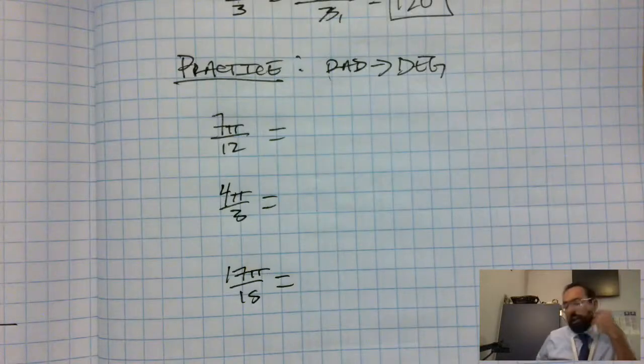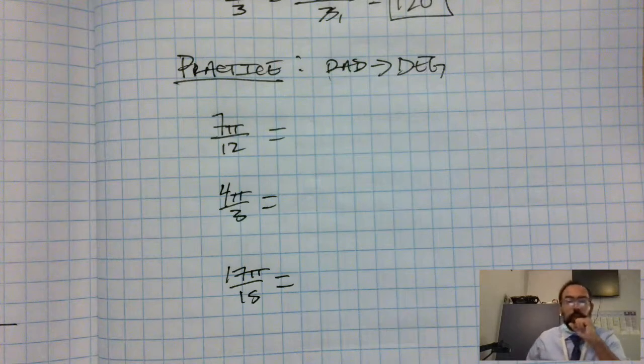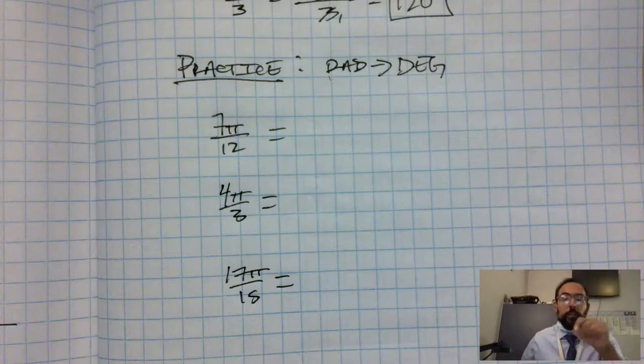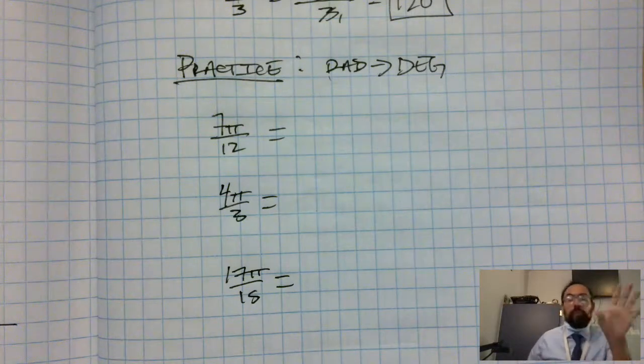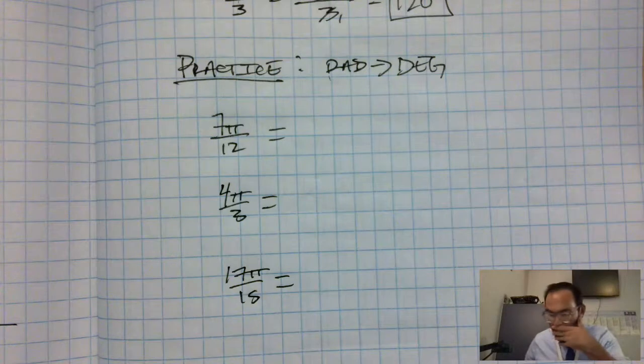Alright, so now that you've seen a couple examples for converting, I want you to go ahead and try the practice for those 3 problems. Go ahead and convert those radians to degrees. Remember to simplify with your denominator before you multiply. It's going to make your number smaller. It's going to make it easier. And remember, you're going to have to reduce until you can't anymore.